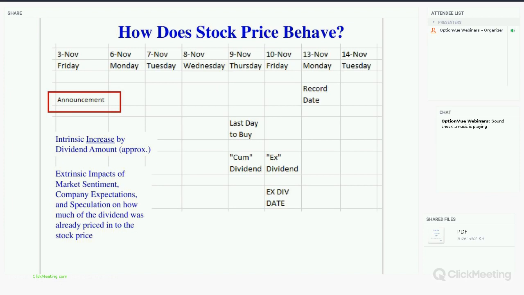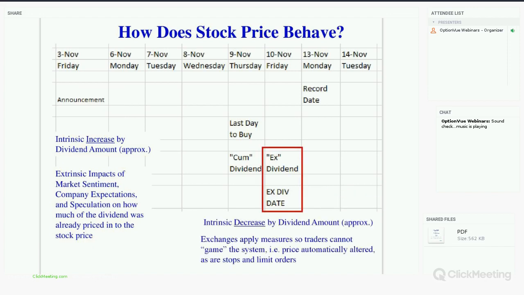Was it factored in or not? That's a big question. But here's what we do know that's more solid, is that when that ex-dividend date comes, that dividend gets paid out by the company. And in fact, then there is an intrinsic decrease by that dividend amount.